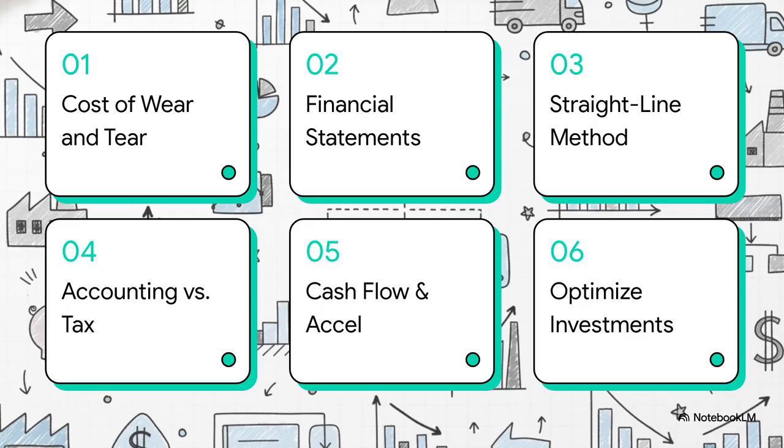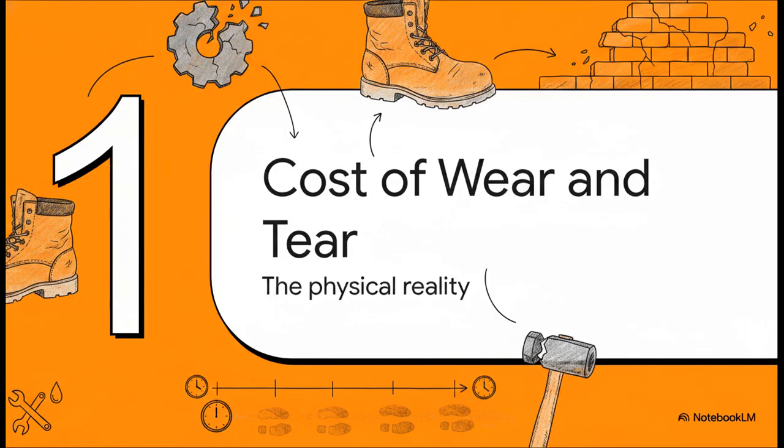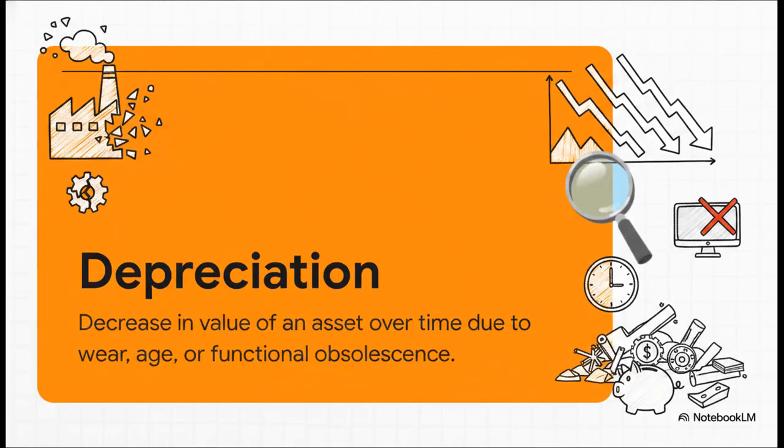Moving right along. Section 1. The cost of wear and tear. Before we get into all the complex financial modeling, we really need to ground this whole abstract concept in physical, everyday reality. Fundamentally, depreciation is just the decrease in value of an asset over time due to physical wear and tear, age, or functional obsolescence.